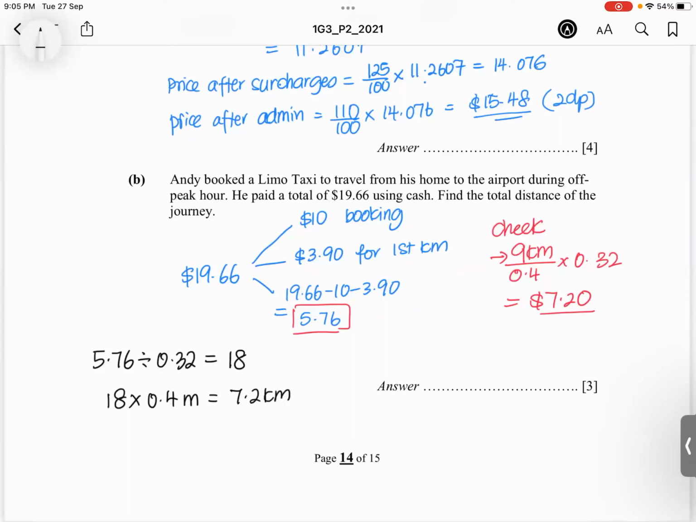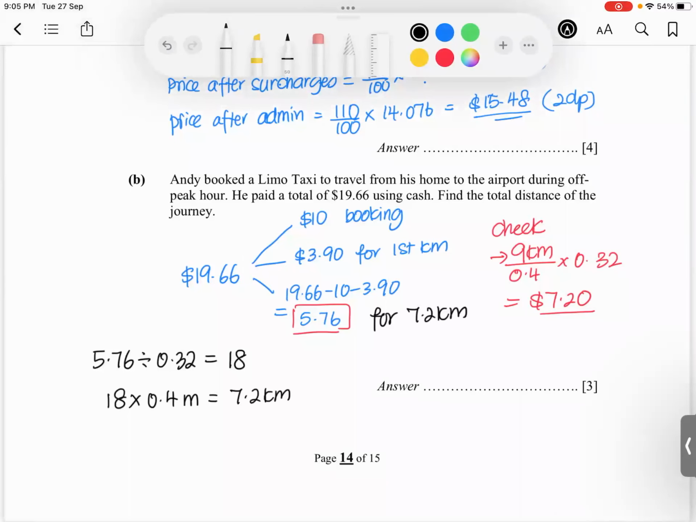But not forgetting, this portion I'm traveling for 7.2 kilometers. But what is the total distance that I traveled? I have my first 1 kilometer here, 7.2 kilometers here. So my total distance will be the first kilometer plus the 7.2 kilometers to give you 8.2 kilometers. Answer.